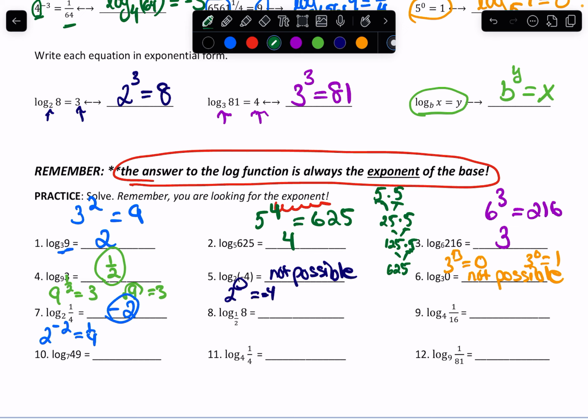All right, our base this time is a half. To what power does it equal 8? Again, in order for us to go from a half, a fraction, to an 8, our answer is going to have to be a negative. And then 2 to what power is 8? It would be 2 to the power of 3. So -3.